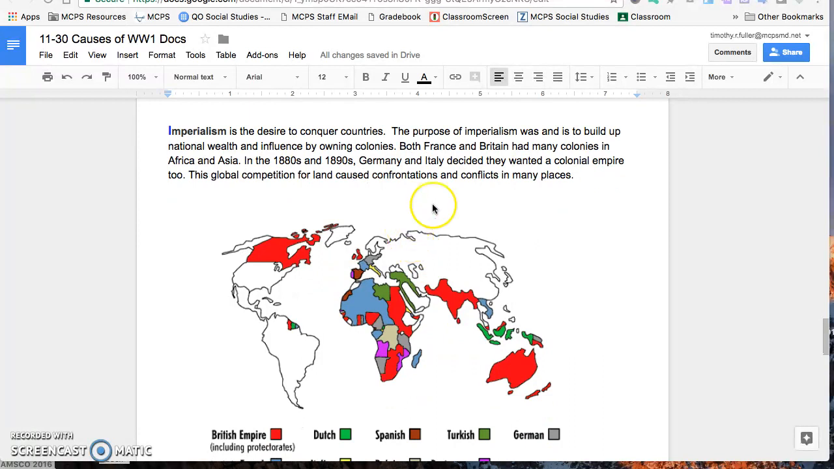And I think Germany and Italy especially were jealous of the control that France and England had over many parts of the world. The colonies made France and England a lot of money, and Germany and Italy wanted to get in on that game. So that should help you answer questions 7 and 8.